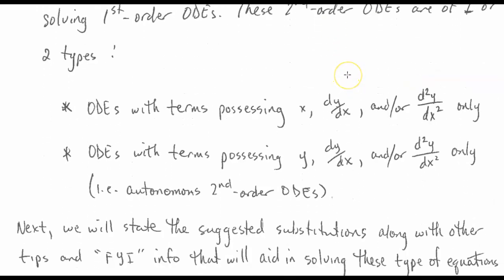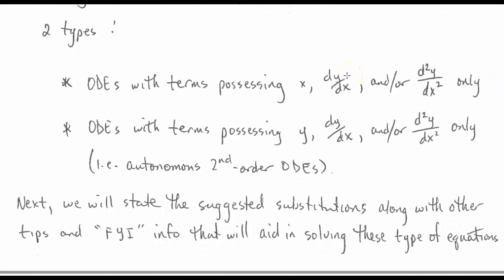Now let's look at the two types of ODEs that we're going to deal with. Okay, again, we're going to be dealing with ones where we see no y in any term, and then we're going to be dealing with some where we see no x in any term. Okay, and so we're going to concentrate on looking at the ones with no y in any term first, and then we'll concentrate on the ones where we see no x in any term. Okay.